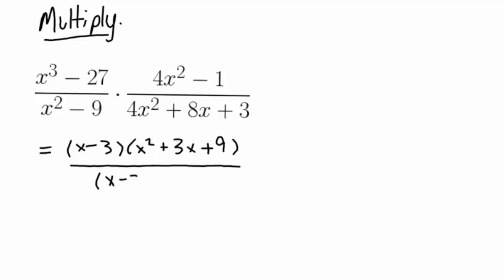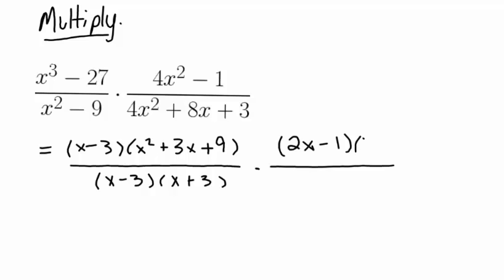In the denominator of our first rational expression, we have a difference of squares, and this will factor into the conjugate pairs x minus 3, x plus 3. In the numerator of our second rational expression, we have another difference of squares, 4x squared minus 1. This is going to factor into 2x minus 1 times 2x plus 1. And in the denominator, we have a trinomial. And when you factor this trinomial, you should end up with the factors 2x plus 3 and 2x plus 1.